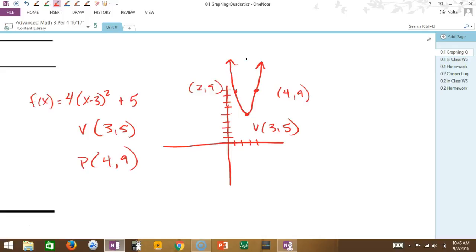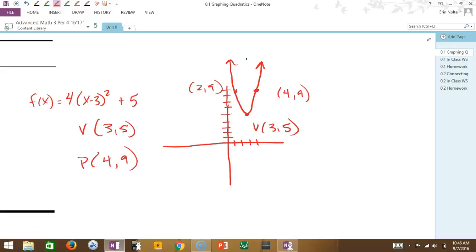Remember 1, 3, 5. So the next one would be 5. 5 times 4, 20. So the next one would be up 20 over 1. See how it's getting steeper exponentially? It's a good thing I only asked for 3 points.